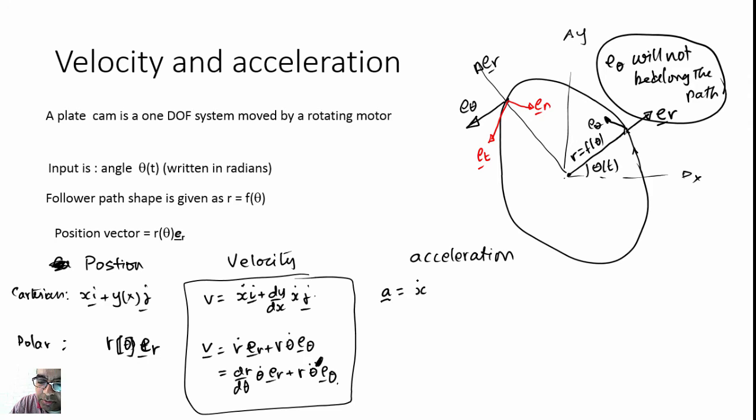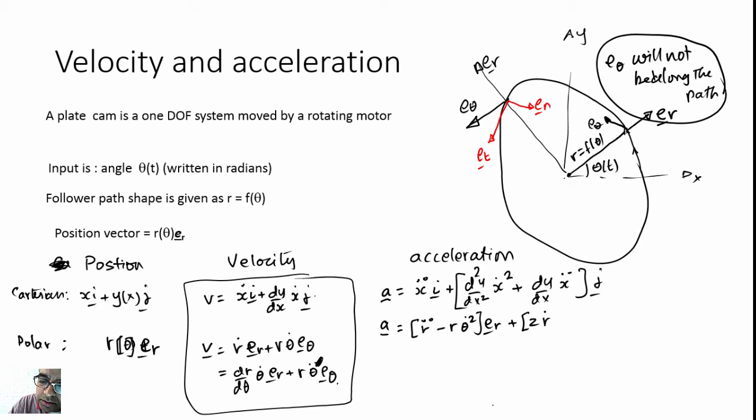Then acceleration is very messy. Acceleration vector, it's x double dot i plus, I have to use both chain rule and product rule. So I'll get d squared y dx squared x dot squared, because there's an x dot already there, I'll get another x dot squared, plus dy dx x double dot j. This is in Cartesian coordinates. It's kind of messy, but here you will get a much bigger mess because there are lots of chain rule and product rules. So we are going to do that. In polar coordinates, the acceleration vector looked like r double dot minus r theta dot squared er plus 2 r dot theta dot plus r theta double dot e theta.